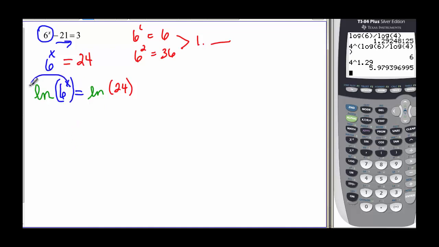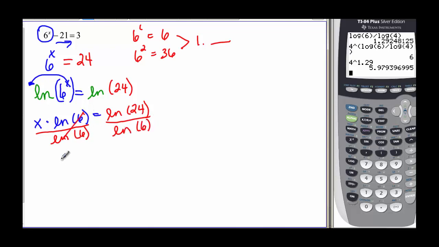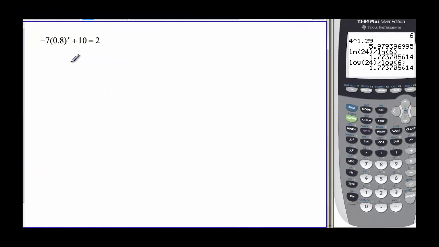All right, the x has to go out in front, because the property says that when I have an exponent in my argument, I can multiply it times the log and take it out of the argument, because it's an exponent times an exponent. That's what we do when we raise a power to a power. So x times ln of 6 is equal to ln of 24. And I divide off the ln 6 so I can get x by itself. So I divide both sides by ln 6, and x is going to be equal to ln 24 divided by ln 6.